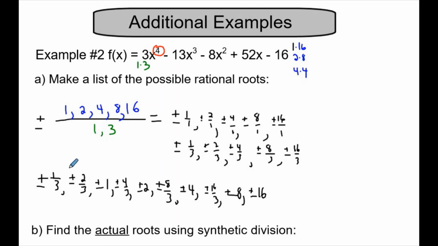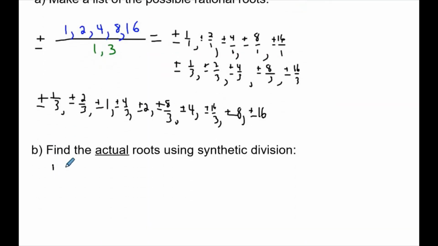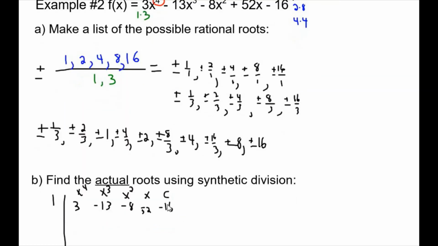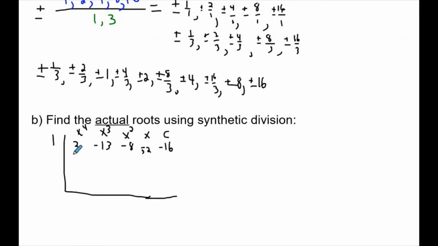So I'm not going to start with any crazy ones. I'm going to start with 1. When I use 1, I'm going to take the coefficients of the original problem. We have a quartic term, cubic term, quadratic term, a linear term, and a constant term. Here are the coefficients: 3, -13, -8, 52, and -16. All we're trying to determine right now is, do we have a 0 at the end?